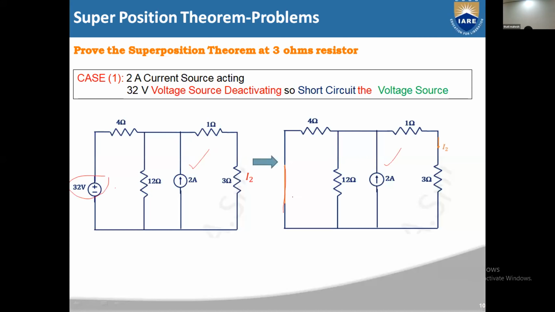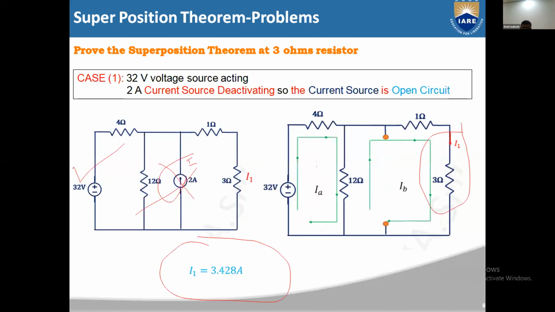In this case, we have to find the current across this resistor. Can you tell me anybody, how can you solve this one? Because in the previous one, when 32 volts is acting, two loops are forming, so I'm going for node analysis.